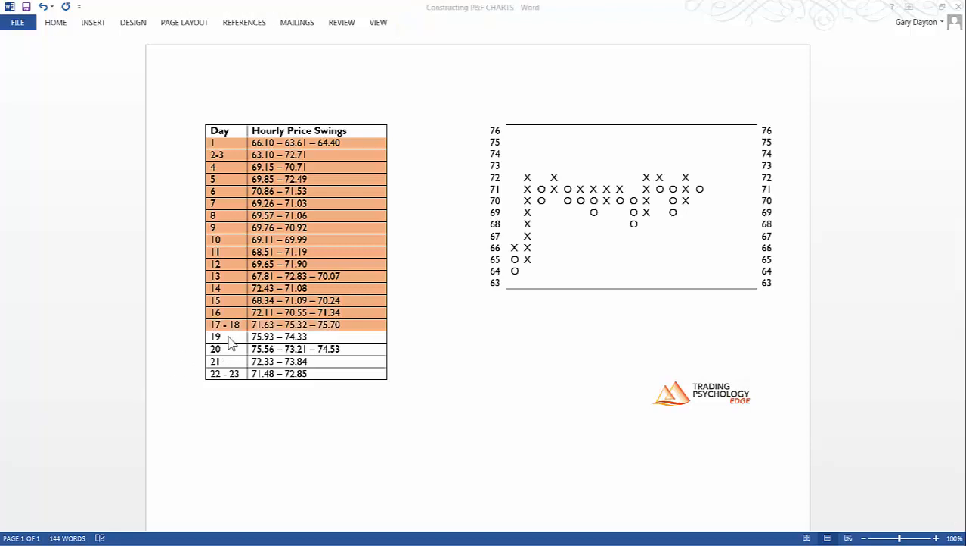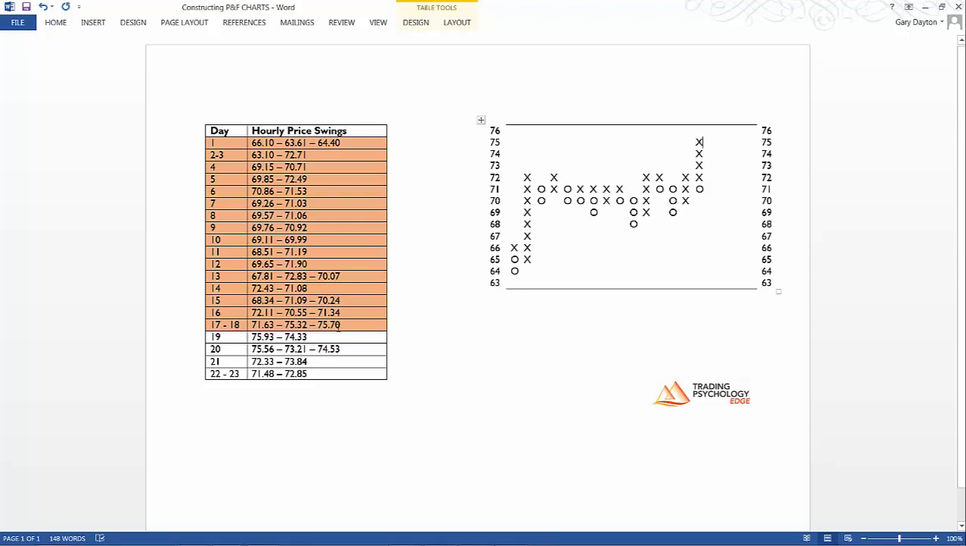The next couple of days now show the market starting off at 71.63, and we are already at 71, so we can't do anything there, can't go down or up. Then it rallies to 75.32. And so we can go to 72, 73, 74, and 75. And then the market ends at 75.70.